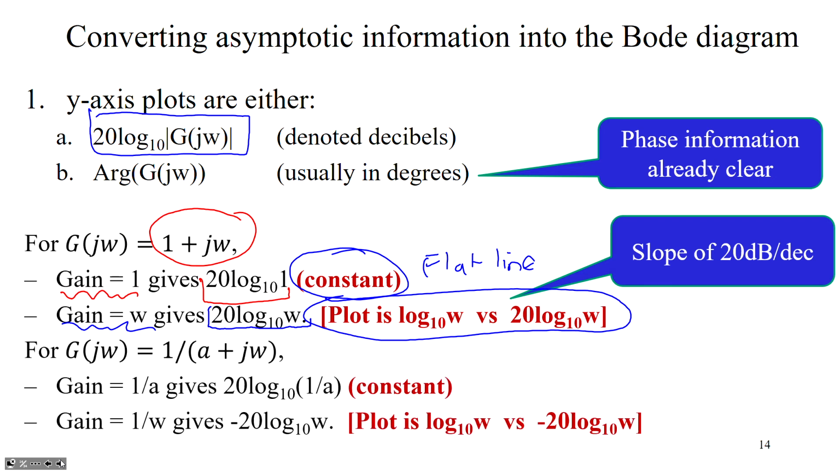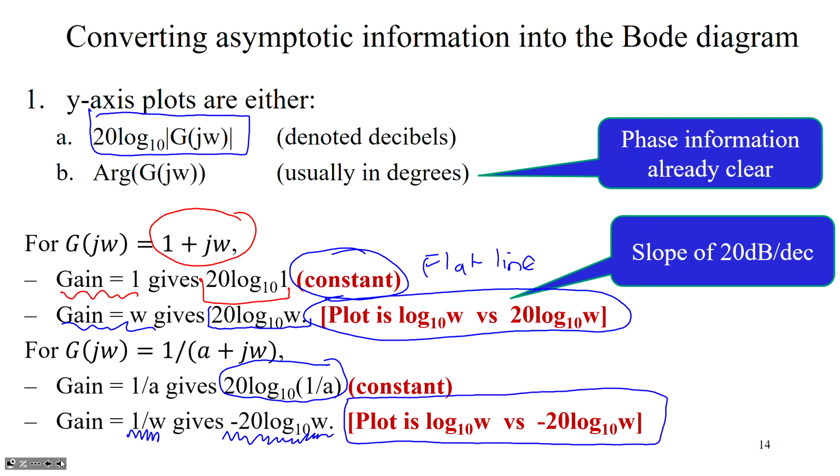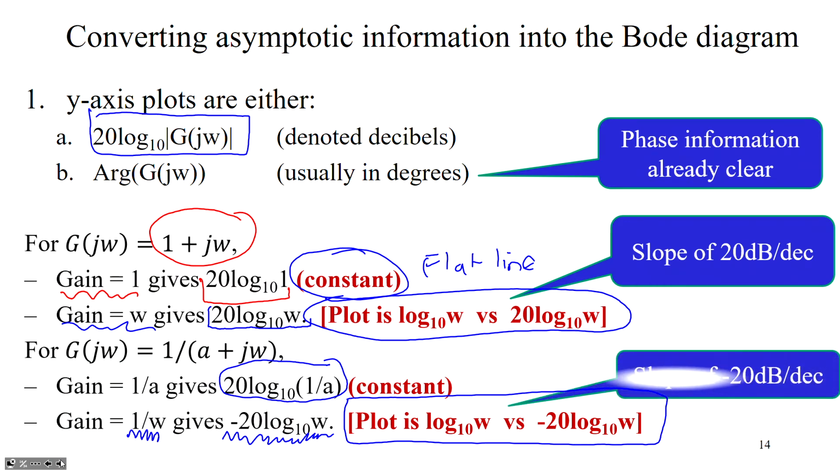Let's look at the factor 1 over a plus j omega. Well, low frequencies is going to give us something similar. We get a constant. It's a different constant, but it's still a flat line. At high frequencies the gain was approximated by 1 over omega. So if you find the decibels of that, it's minus 20 log to the base 10 of omega. And so my Bode diagram is going to reduce to a plot, horizontal axis log 10 of omega, vertical axis minus 20 log 10 of omega. In other words, a slope of minus 20 decibels per decade. So what you can see here is clear asymptotic information in terms of the slope.